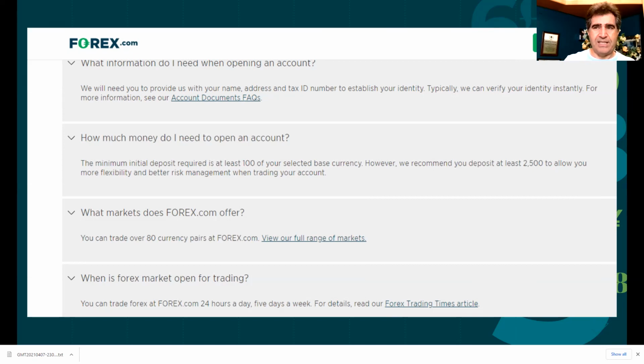Because of the accessibility, they bring in a lot of customers, but that spreads. They make their money based on the spreads, and a lot of people become discouraged and leave. So although it is attractive to start with smaller amounts, that could also be a hindrance. And then, obviously, Forex.com offers 80 currencies. You really don't need that many. You want to be in the very liquid ones, and they're 24 hours a day.